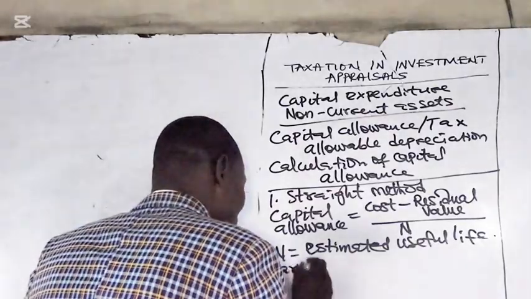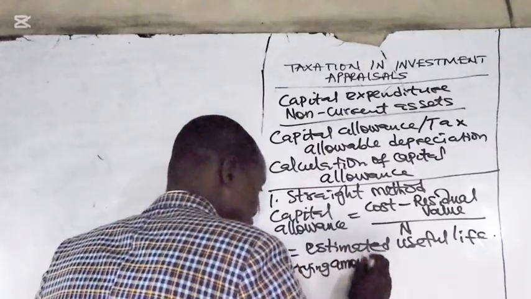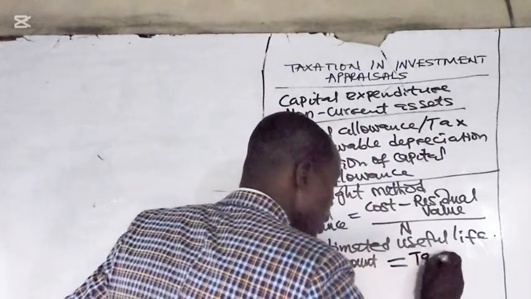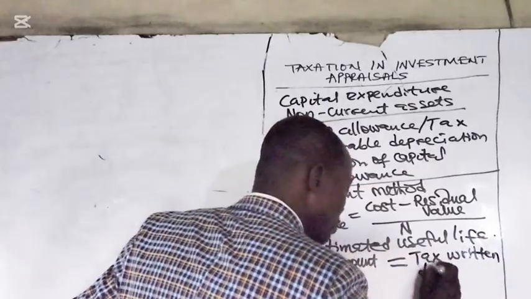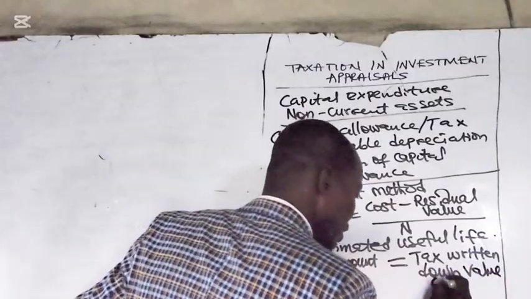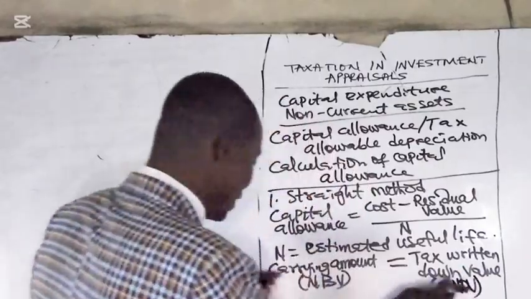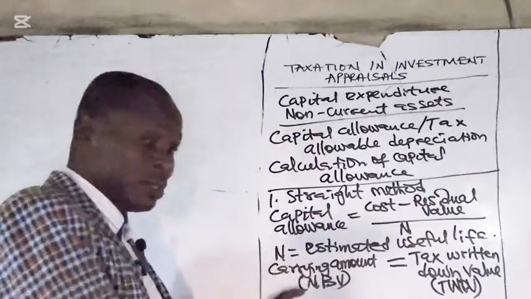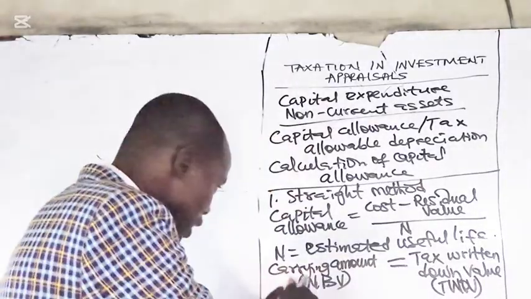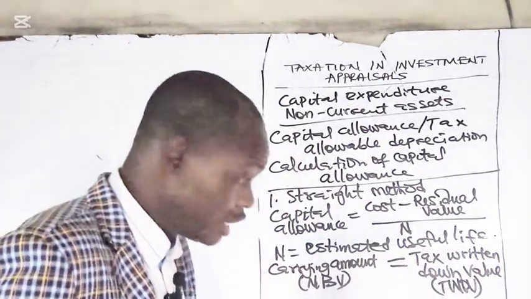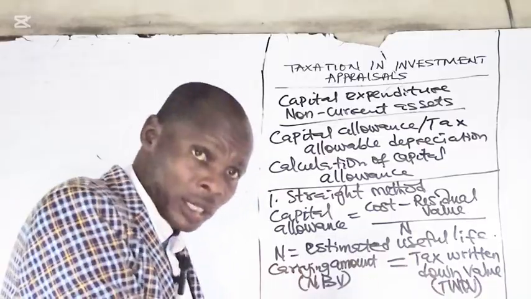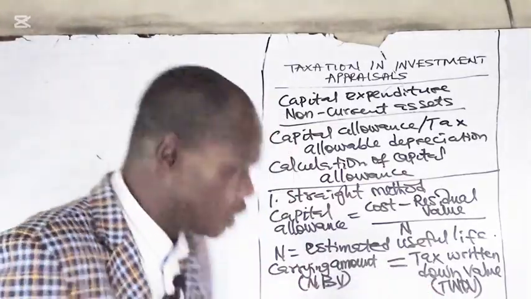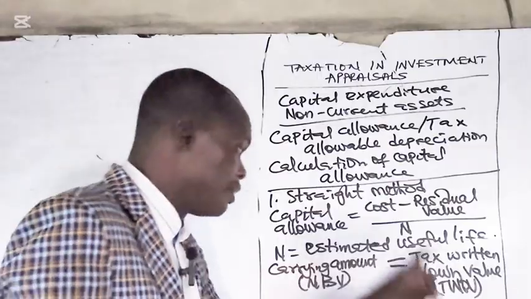Carrying amount, in financial accounting, is called net book value. But for tax purpose, in taxation, it is tax written down value. So this is what is called tax written down value in taxation. Now in financial accounting, we have loss from disposal where this carrying amount is greater than the sales proceeds. But in taxation, it is called balancing allowance, not loss. It is called balancing allowance where this tax written down value is greater than the sales proceeds of the asset disposed for tax purpose. That is where you would have the loss from disposal.